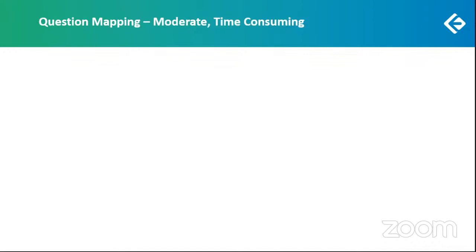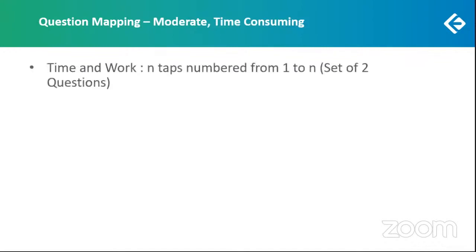Coming to the mapping of moderate but time consuming questions. So there was this question on time and work where there were n number of taps numbered from 1 to n. Okay, and this was a set of 2 questions. Now there was one particular condition given here that each of the taps working alone takes as much time as the summation of the time taken by all the taps working together.